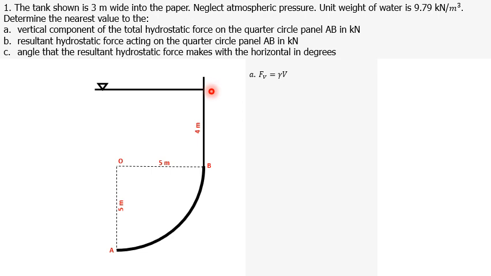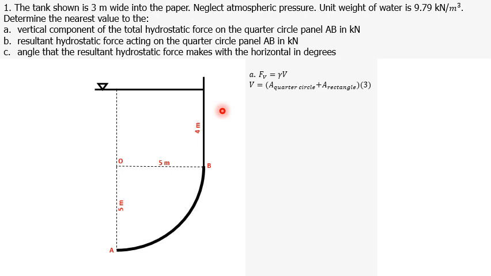the liquid surface. So from point A, we draw a vertical line up until the liquid surface. Same with point B. From point B, we draw a vertical line up until the liquid surface. And this is the area we will consider for the volume. We multiply this area with the width perpendicular to the paper. And in this problem, it is given as 3 meters.